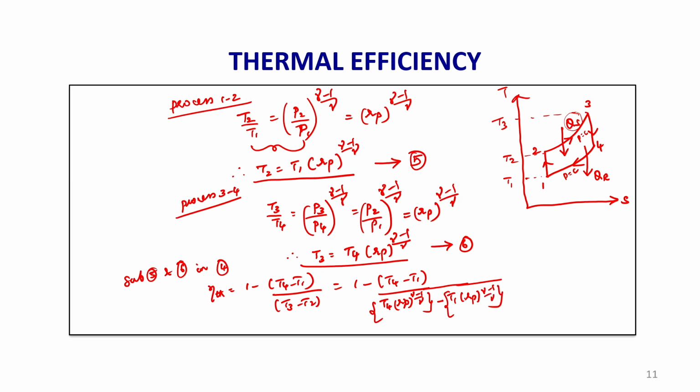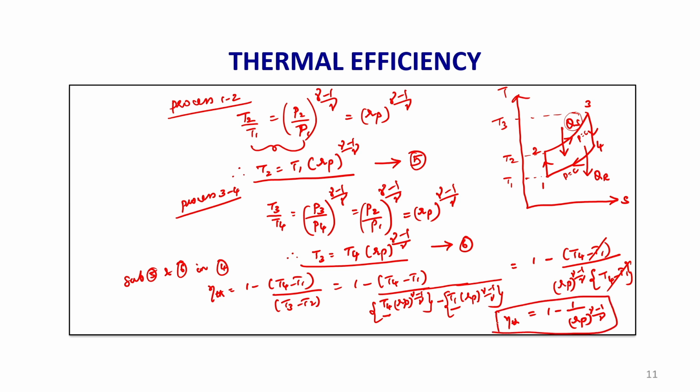So, in the denominator we can take pressure ratio to the power of gamma minus 1 by gamma as a common term. So, this is equal to 1 minus (T4 minus T1) divided by pressure ratio to the power of gamma minus 1 by gamma taken as a common term, and inside the bracket you will get T4 minus T1, and these two will get cancelled. So, the air standard efficiency of the ideal Brayton cycle is 1 minus 1 by, gamma.